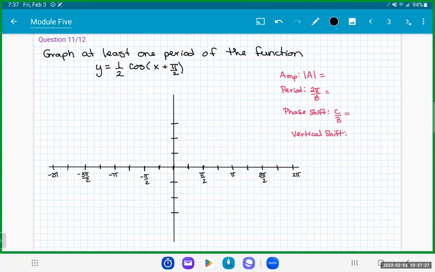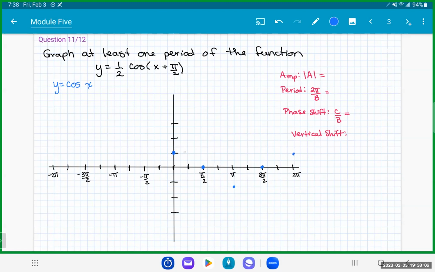Okay, so the first thing we want to do is graph the parent function. In this case, the parent function is y equals the cosine of x, right? When we're graphing that, we're always up here at 0, 1, then at pi over 2, 0, pi, negative 1, 3 pi over 2, 0, and 2 pi will be back up here at 1.